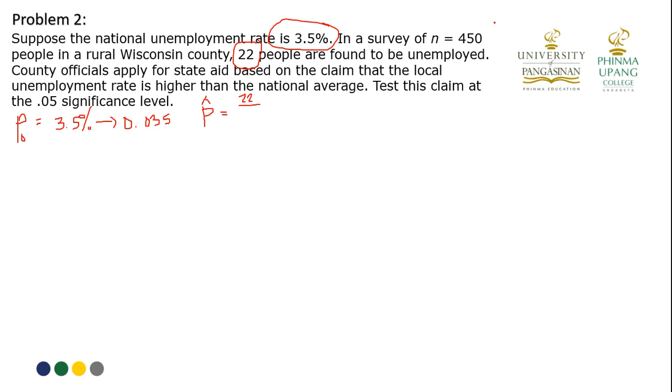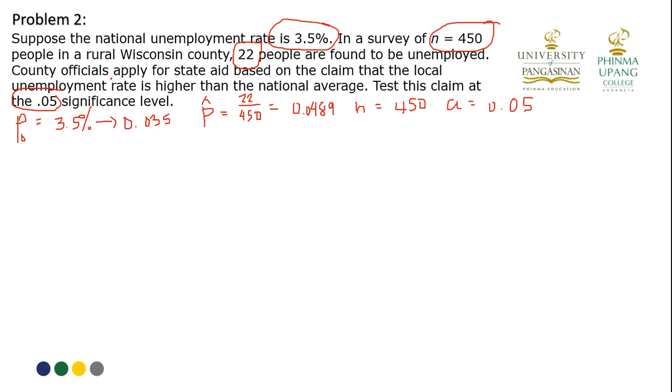Tapos, yung P hat natin dyan, kunin mo lang yung 22 all over kung ilan yung N. Yan, 450. So, what is the 4 decimal places of 22 divided 450? 0.0489. So, yung N natin binigay na 450. Tapos, yung ating alpha is another 0.05.